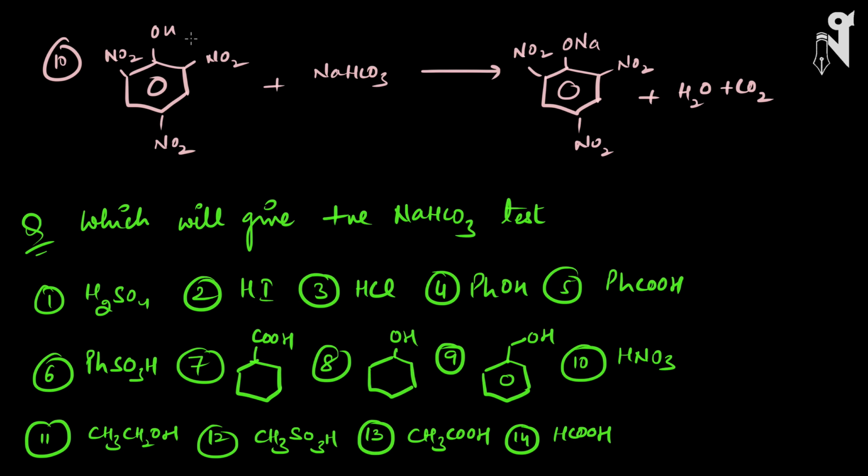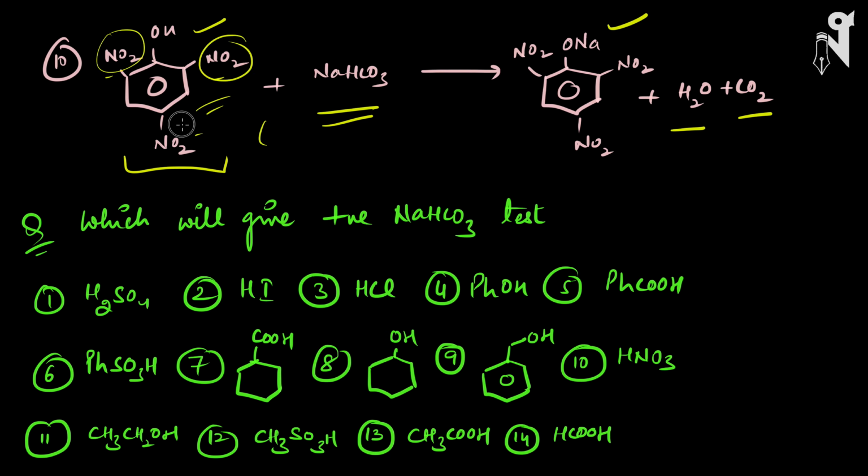Next we have phenol with NO2 on 3 positions, ortho and para. This makes your phenol very strong acid because 3 electron withdrawing groups are present. So reaction will take place with NaHCO3 and the product will form as H2O and CO2 and sodium salt of this picric acid. So this acid is picric acid, okay, and this is a very strong acid due to the presence of 3 electron withdrawing groups.